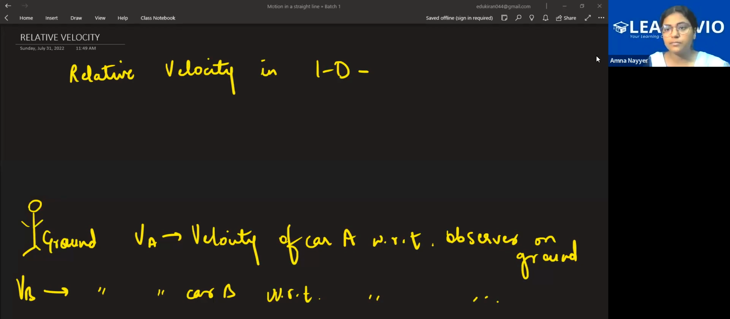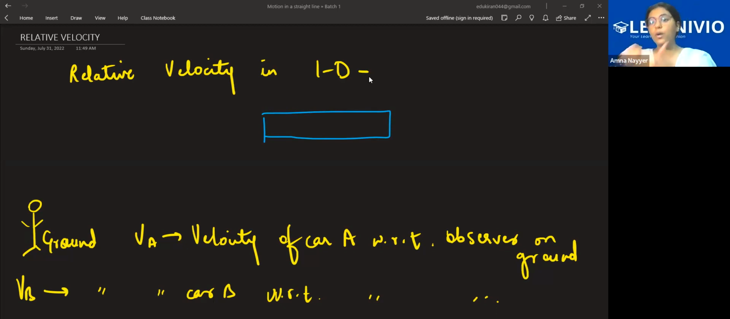See, understand it in this manner. Suppose there is a car. I'll repeat, Zainab. Relative velocity basically means velocity between two objects. Whenever you have the term relative, it means with respect to something. You are comparing it with something. That is your relative velocity.